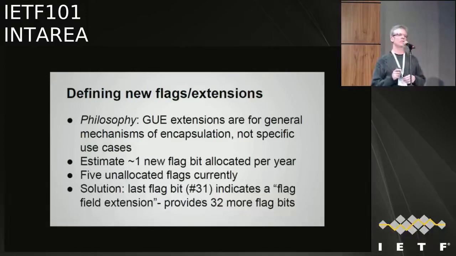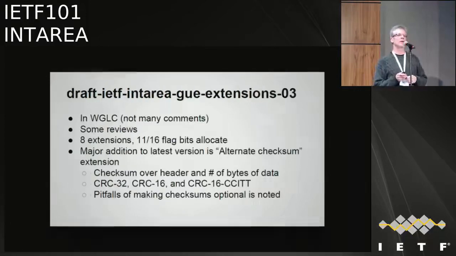And I forgot to mention, we did make one major addition in the latest version of the GU extensions. That's an alternate checksum. This is something similar to UDP options. In this case, we have a CRC32, CRC16, and CRC CCITT. The reason why there are 2 CRC16s is it was really difficult to find which one is more important. They're both equally used in different contexts.